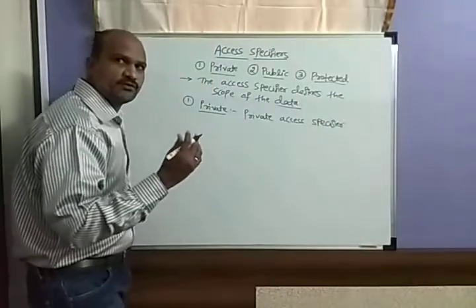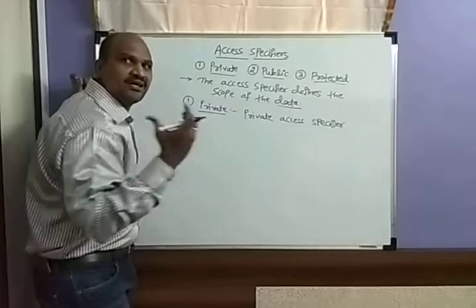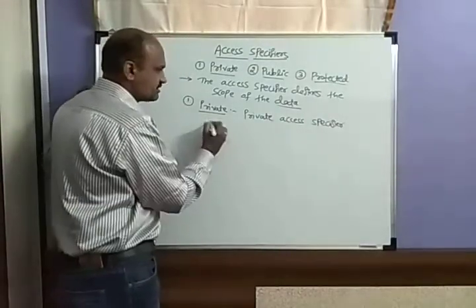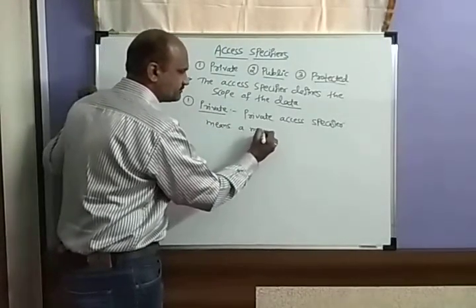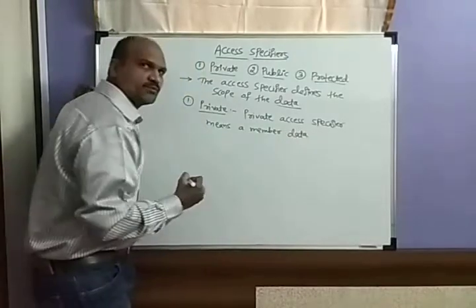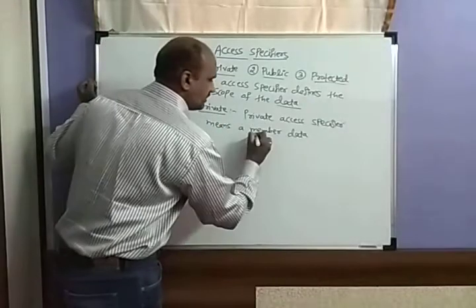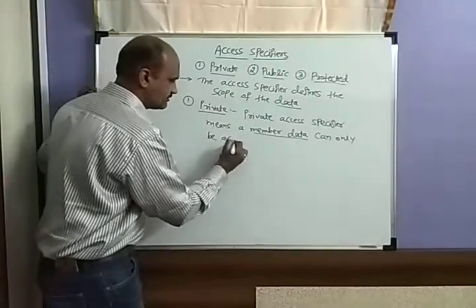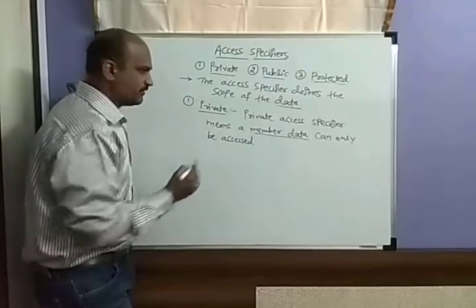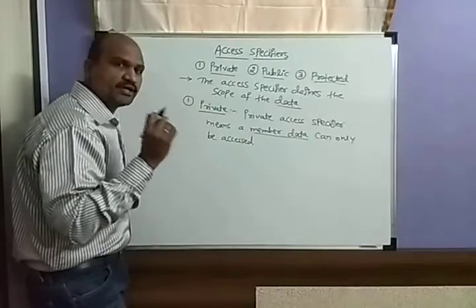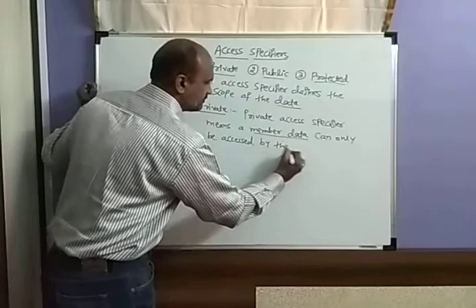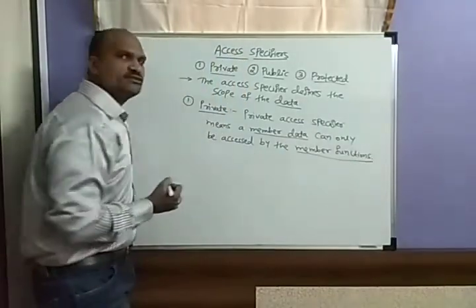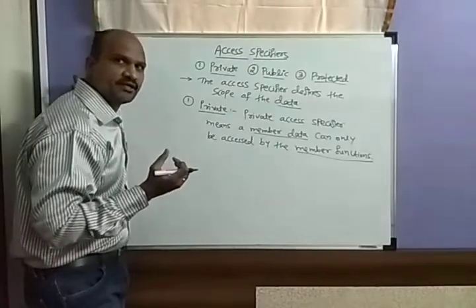So this private access specifier, what will it do? It means the member data can only be accessed by the member functions. That is one point.